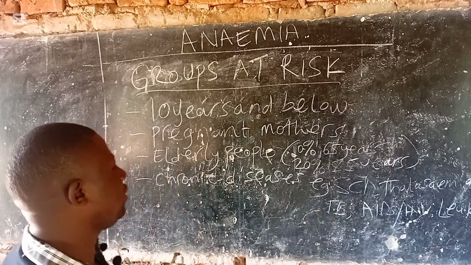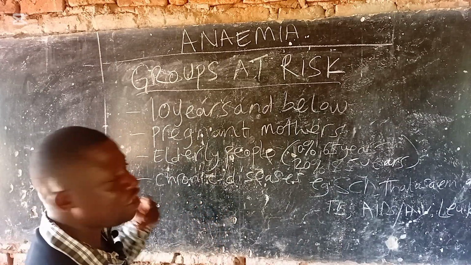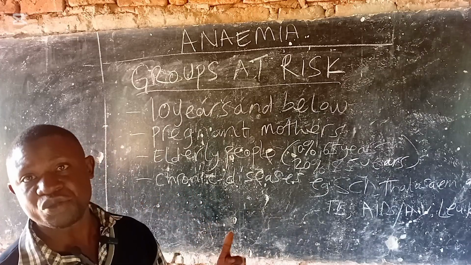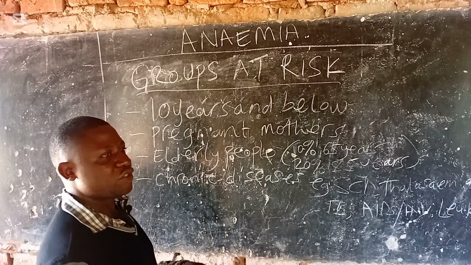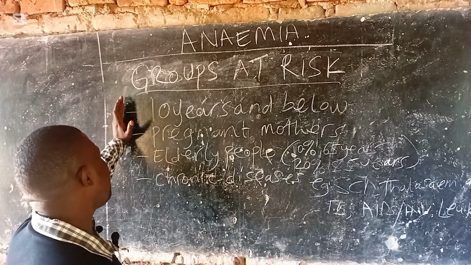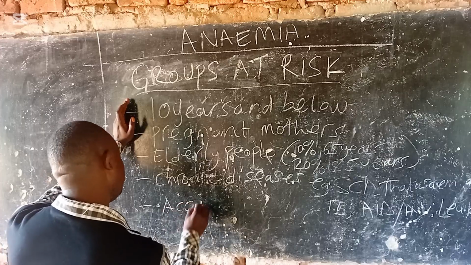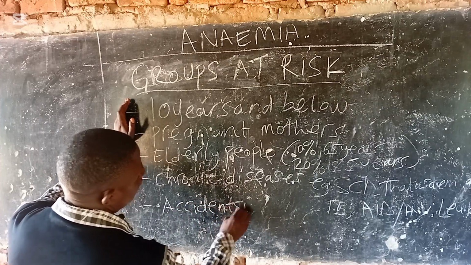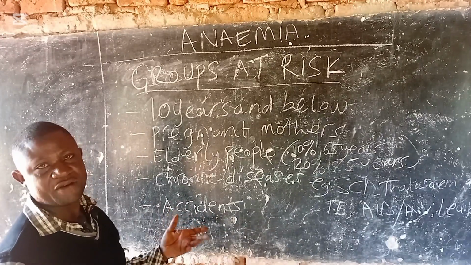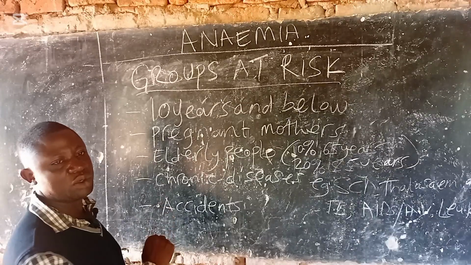And we shall talk one by one in the future. The others, we have already talked about them in our previous videos. So you need to check our previous videos on our YouTube channel of this school. So these are the people at risk of getting anemia. Even the people who get accidents, majorly fatal or deadly accidents, are most likely to get anemia, and so many other people, but these are the ones we have managed to give you here.